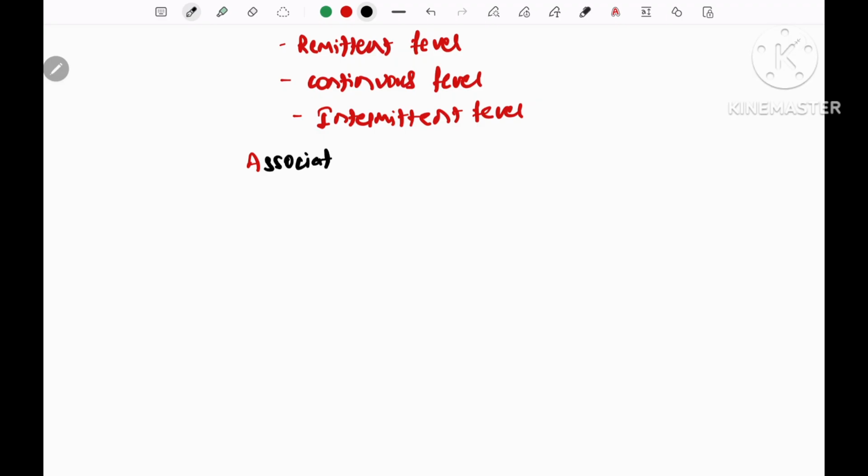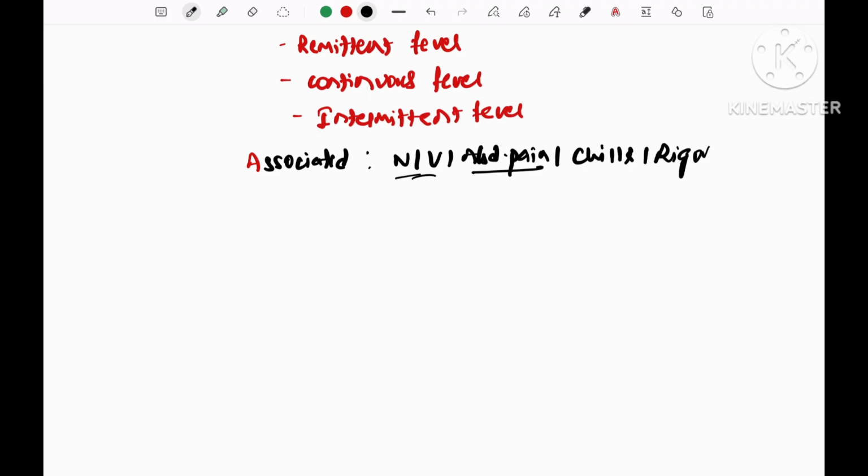What can be associated with fever? It can be associated with nausea, vomiting, abdominal pain, chills, rigors. If abdominal pain, nausea, vomiting is not mentioned earlier, and if it is associated with the complaint, then we can write it here. And we always mention these chills and rigors.